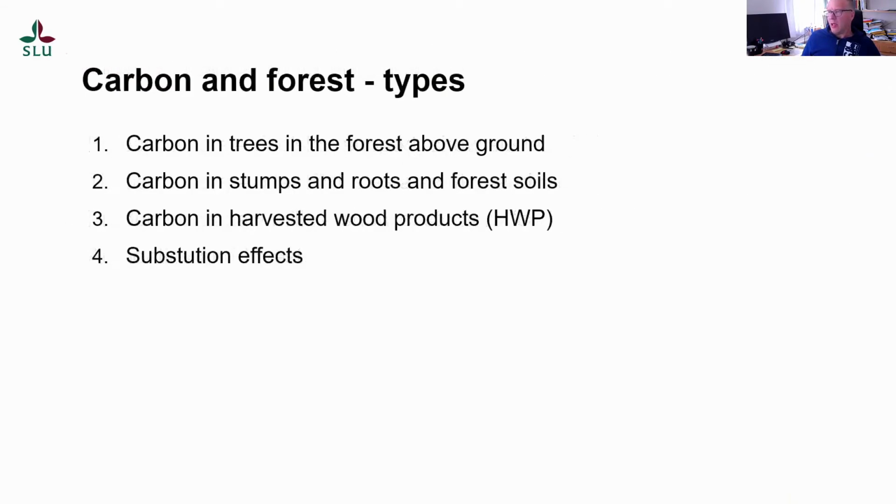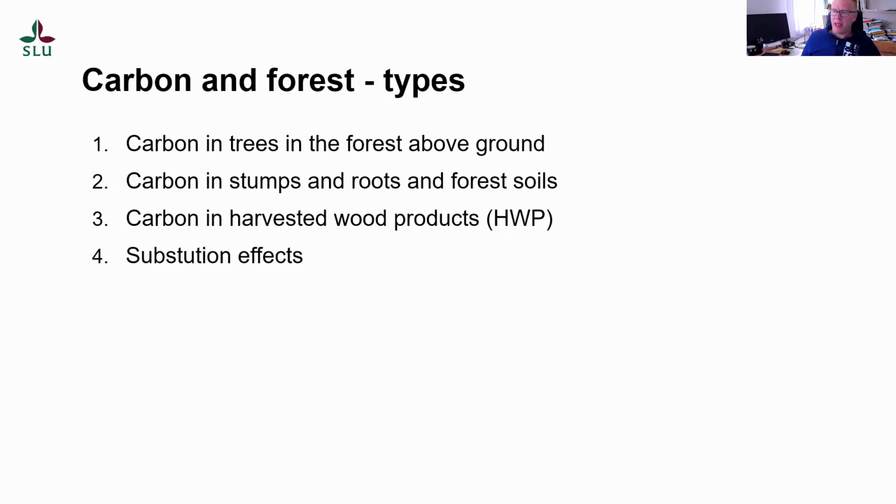So when I was thinking about carbon in forest management plans, I was looking at these four types of carbon. Carbon in trees in the forest above ground, that's the normal, what we're talking about, the growing stock. But we also have carbon in stumps and roots and forest soils.